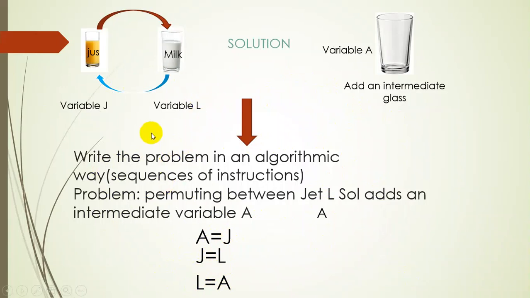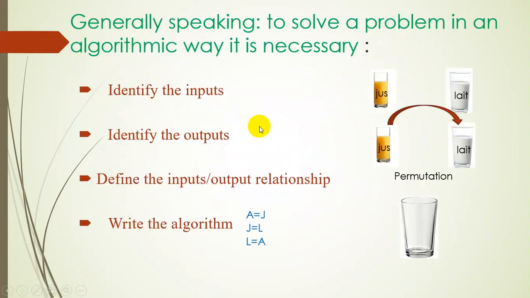We have to notice that the juice will be called the variable G, the milk will be called the variable L, and the intermediate glass will be called the variable A. So generally speaking, to solve a problem in an algorithmic way, it's necessary to identify the inputs, identify the outputs, define the relationship between inputs and outputs, and write the algorithm.